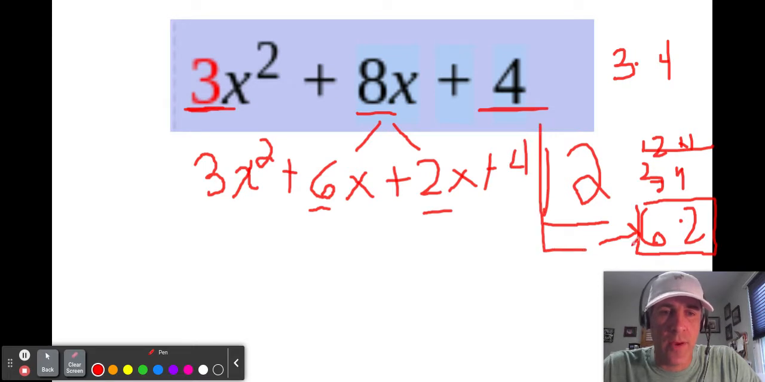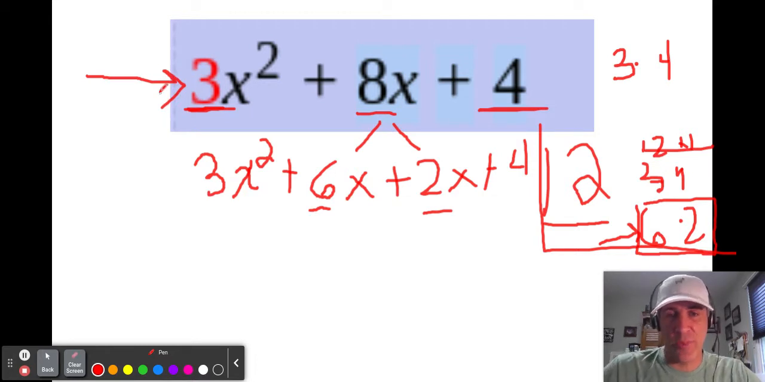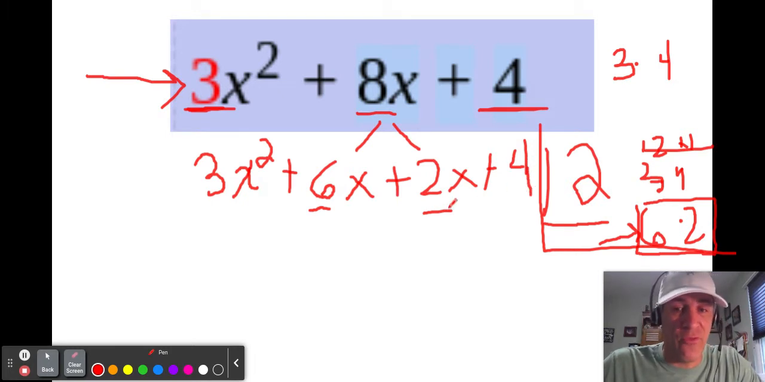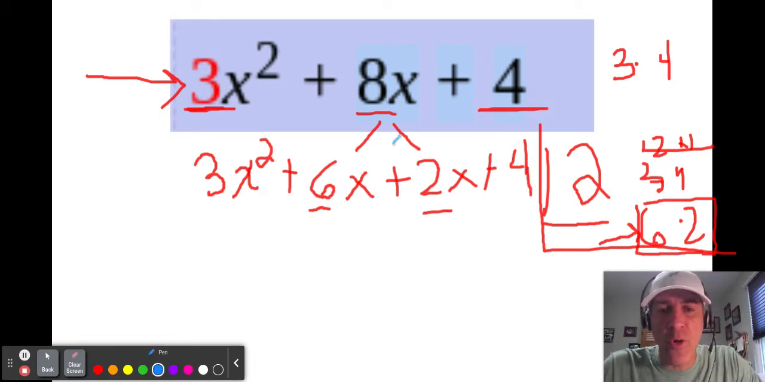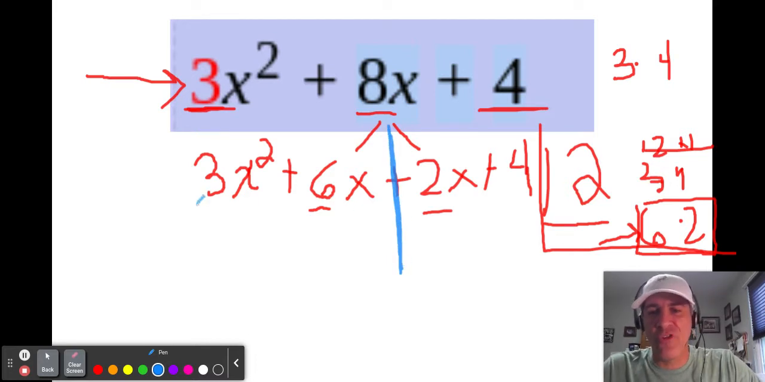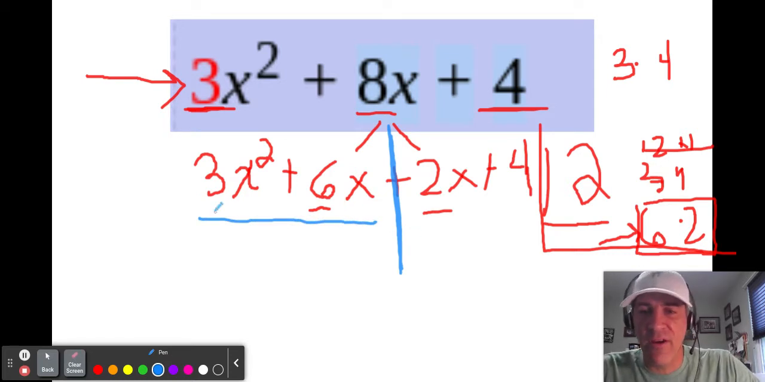Let me kind of box this out of the way here. So now my original quadratic trinomial, 3x squared plus 8x plus 4, I now have it as 3x squared plus 6x plus 2x, which is the same as 8x, plus 4. What I'm now going to do is split it in half, okay? And I'm just going to focus on the first half.